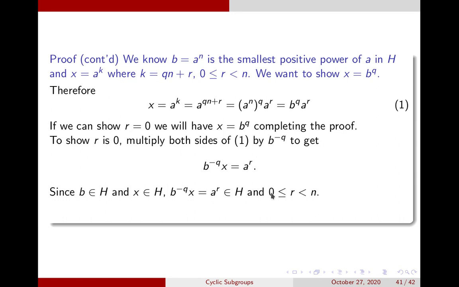And remember, r is greater than or equal to 0 and less than n. N, remember, is the smallest positive integer for which a to the n is in H. So r can't be positive. R has to be 0, and the proof is completed.